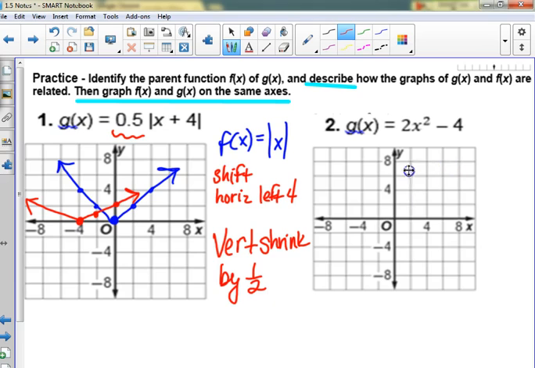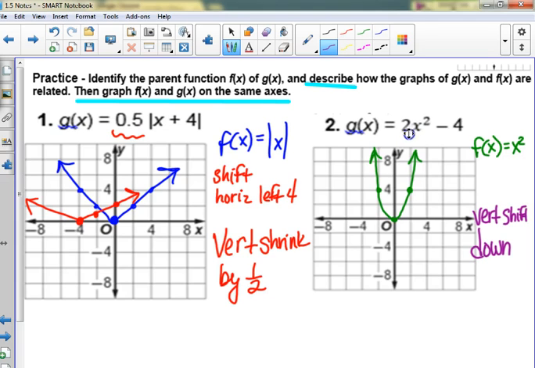All right. What's the parent function here? F of x equals x squared. So it'd go through 0, 0. If you went over 2, it'd be up at 4. That's enough of a parabola for me. Anybody tell what 2 things are going to happen? Down 4. What's the first thing that's going to happen? That's a vertical shift.